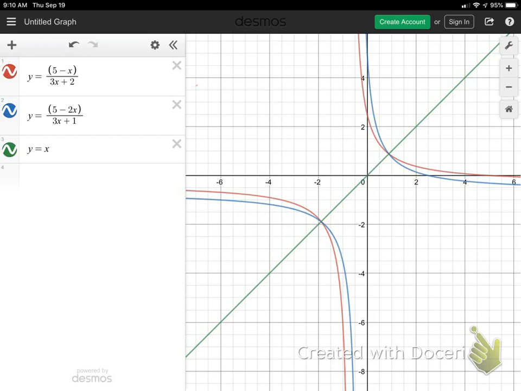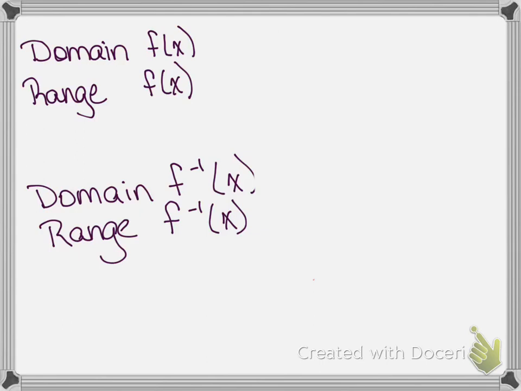Okay, now we're going to do some other stuff. We're going to find the domain of the functions and the range of the functions. It's always helpful for us to review domain and range. So my original function is f of x equals 5 minus x over 3x plus 2. It is a rational function. That means fractions are involved, and I have a variable in the denominator.